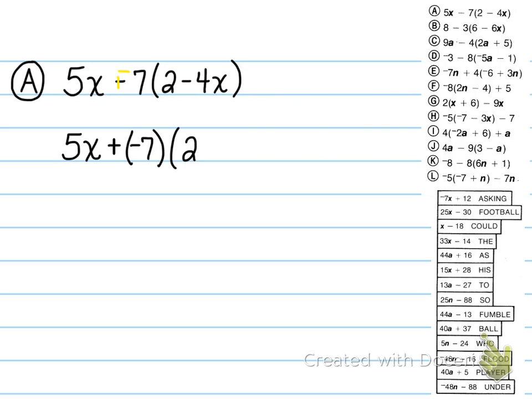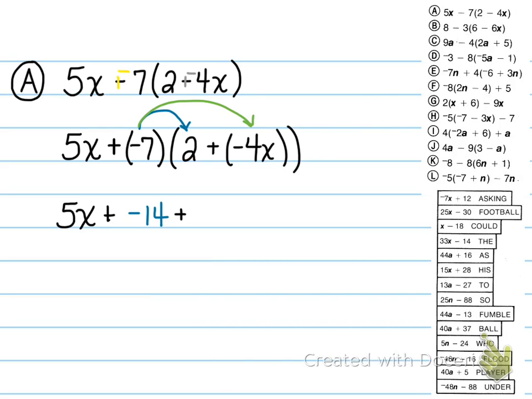And then inside the parentheses, we have 2, and then instead of minus 4x, it's going to be plus a negative 4x. Next, we need to distribute. So we can just copy down the 5x. And then negative 7 times 2 would give me negative 14. And negative 7 times negative 4x, well, a negative times a negative is a positive, so it would be positive 28x.